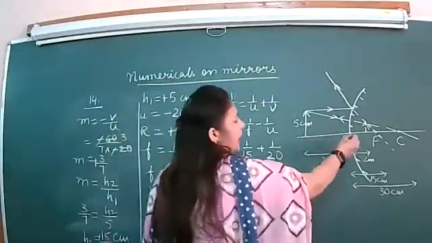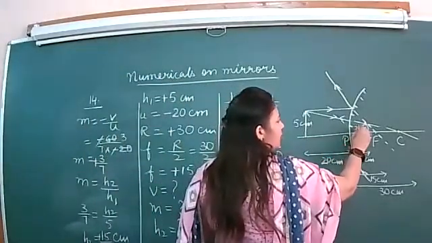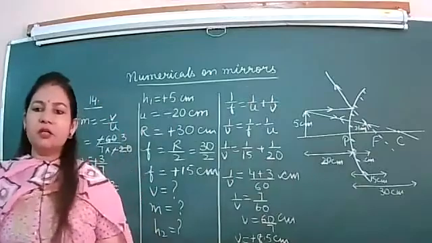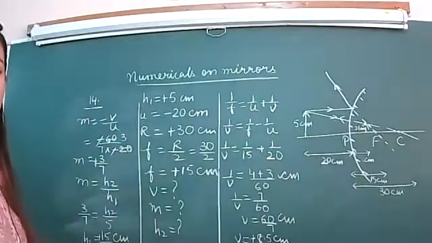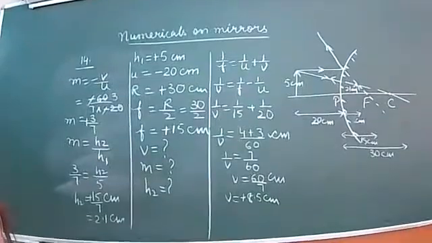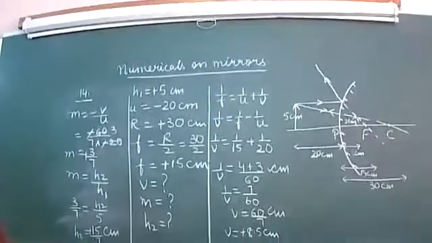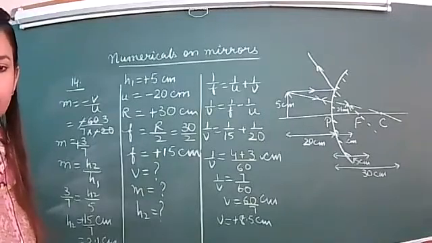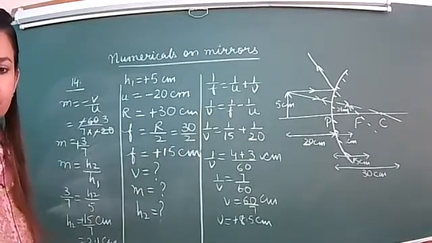So let us mark the height also. Height of image is 2.1 centimeter. So this is the complete ray diagram, with the height of object and image also marked here. So see this.